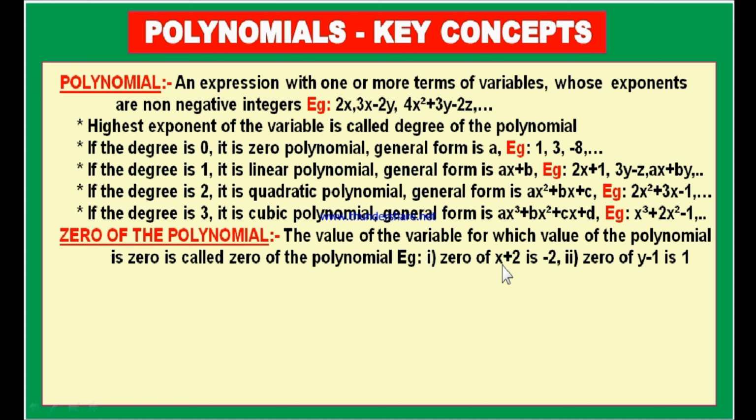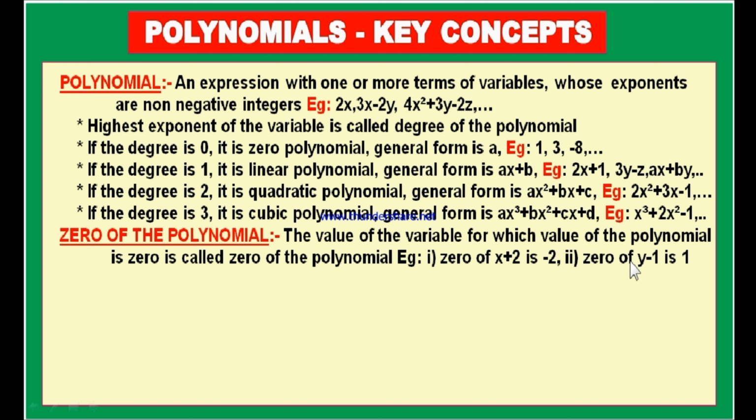For example, x plus 2 is a polynomial. Now in the place of x, if you substitute minus 2, then the value of x plus 2 is minus 2 plus 2, which is 0. Therefore, the value of the polynomial x plus 2 becomes 0 when x is equal to minus 2. This x value, this variable value, is called the zero of the polynomial.